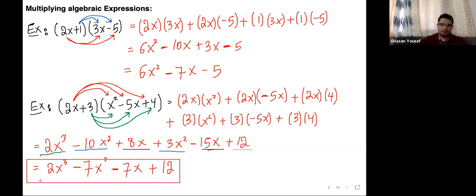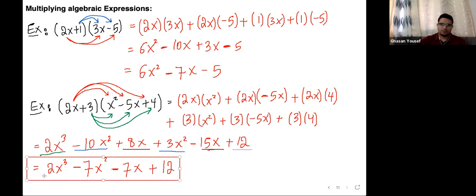Any question for this one? How we do multiplying? Any question? Is it clear for this one?